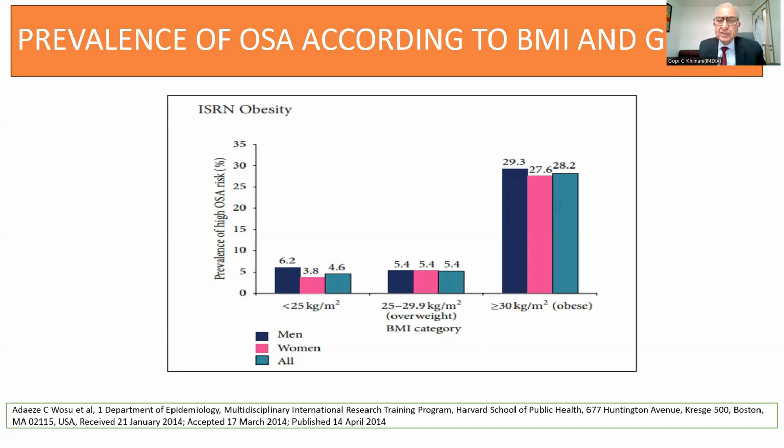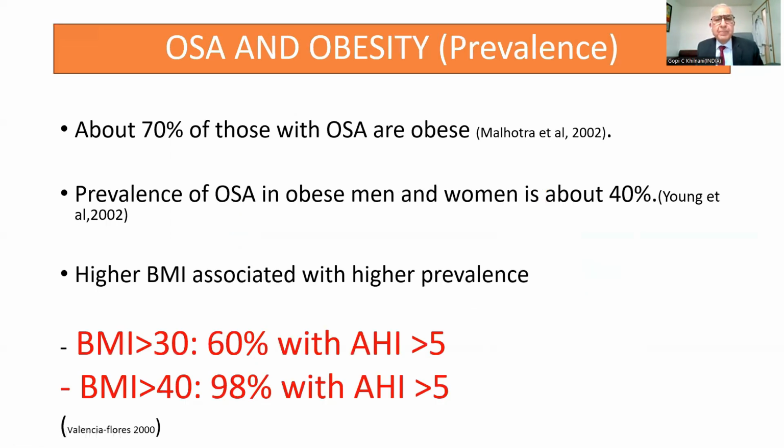In the pre-menopausal time, the incidence of OSA is much less in females as compared to males, but in the post-menopausal period, like in cardiac diseases, it is the same. So about 70% of patients with OSA are obese. This is an Indian study. And the prevalence of OSA in obese men and women is about 40%. Higher BMI is associated with higher prevalence.